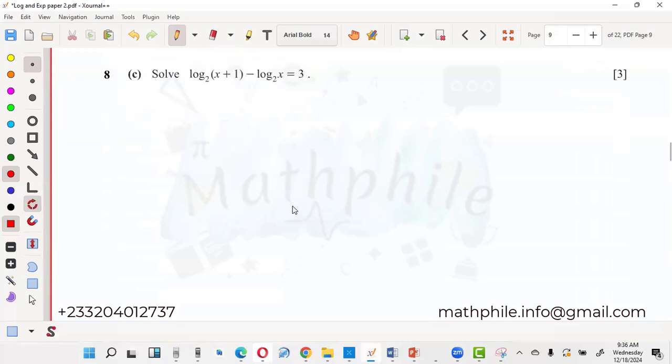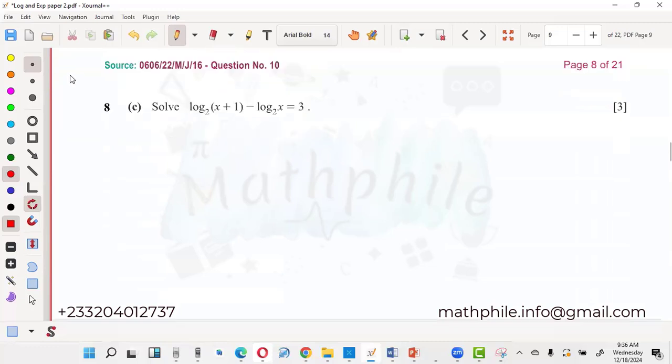Solve this one. This one is also easy. I think we should just ignore this one. This is also very easy. So log of x plus 1 equals 2. 2 raised to the power 2 is 3 power equal to x plus 1.